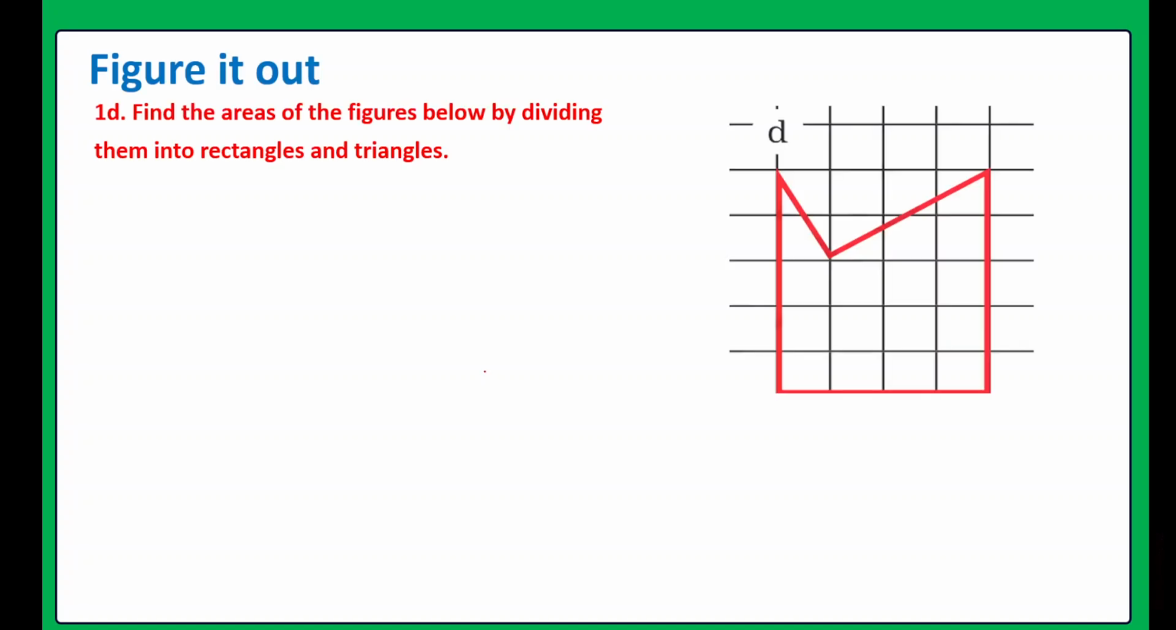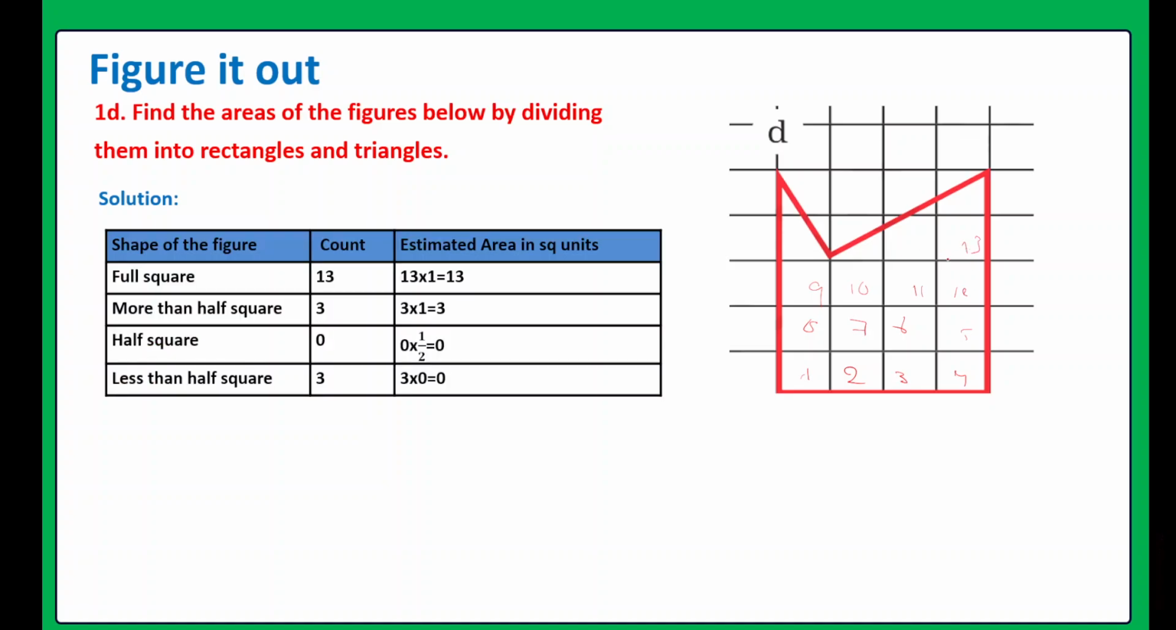Figure it out. 1D. Find the areas of the figure below, dividing them into rectangles and triangles. So, here we can find the total number of full squares. 1, 2, 3, 4, 5, 6, 7, 8, 9, 10, 11, 12, 13. So therefore, full squares are 13.